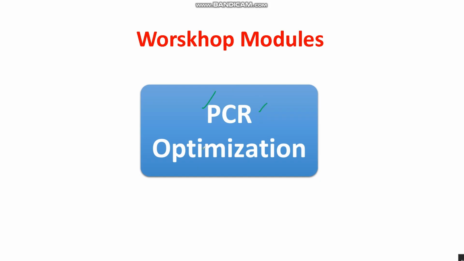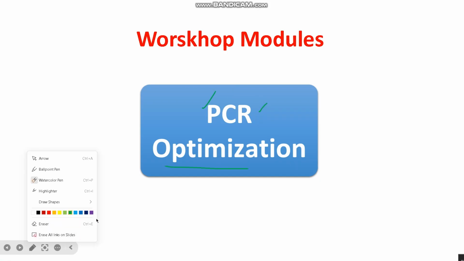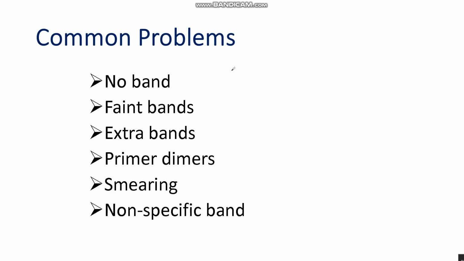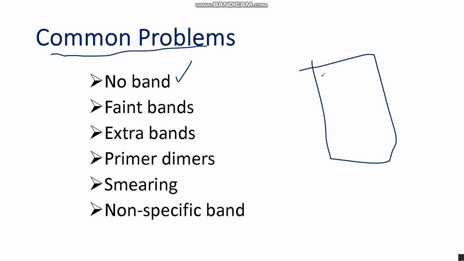Okay, now the last module of our workshop is PCR optimization. So, what are actually the common problems we face? We get no bands, or faint bands, very dim bands, or we get extra bands, like non-specific bands, or we get smearing. These are actually the common problems we face.